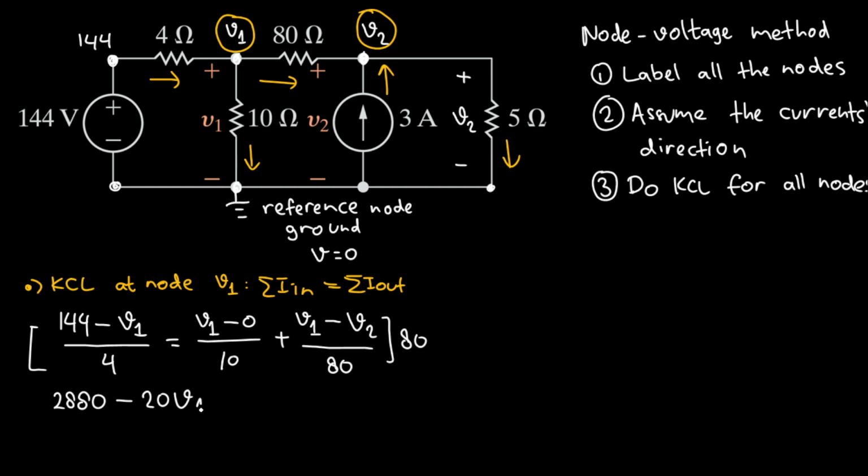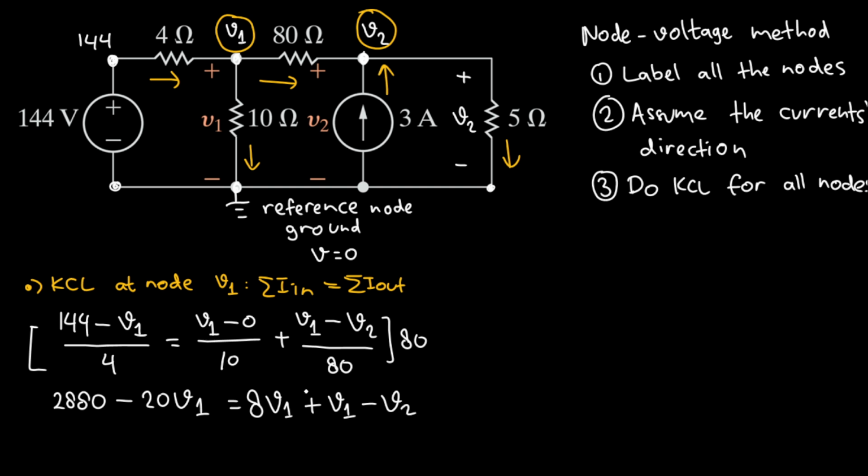V1. Good. And then 10 and 80 will cancel into 8, and 8 multiplied by V1, because V1 minus 0 is just V1. So we will have 8 V1. Good. And then 80 and 80 will cancel each other. So I'm just left with V1 minus V2.